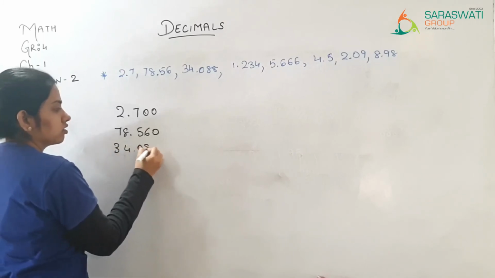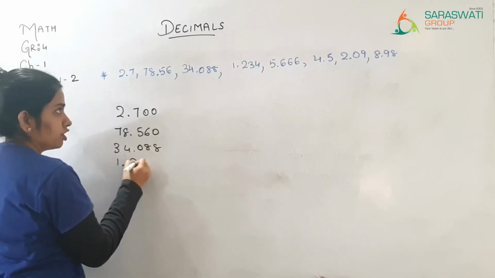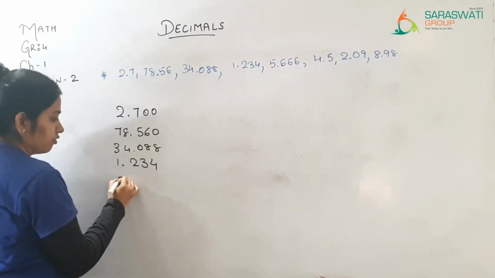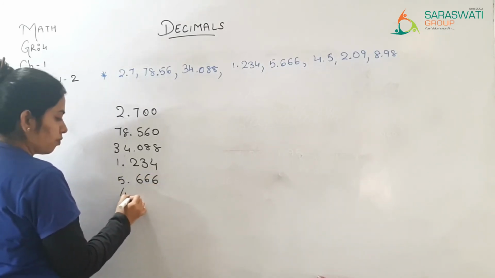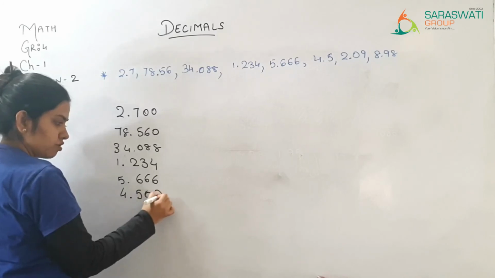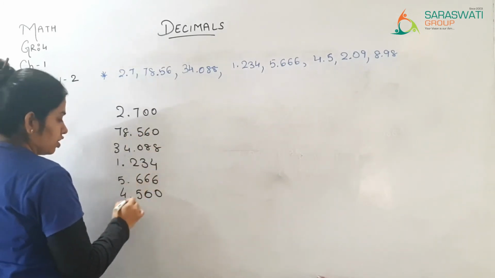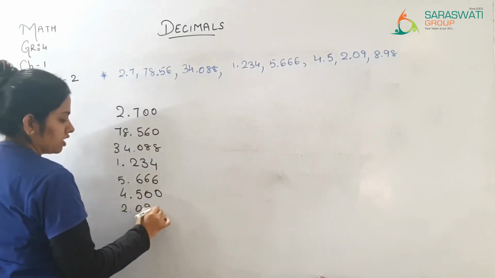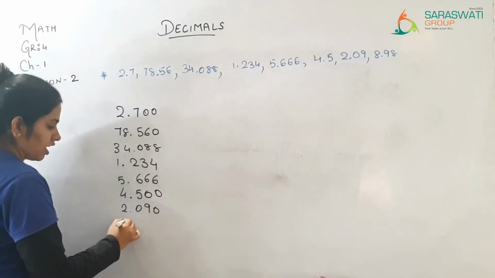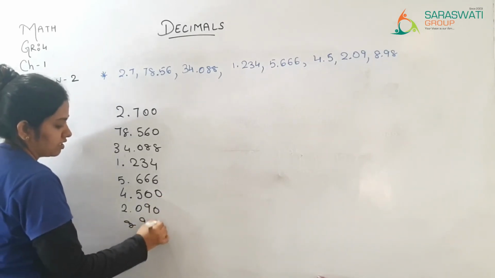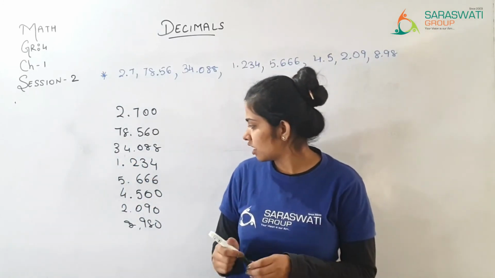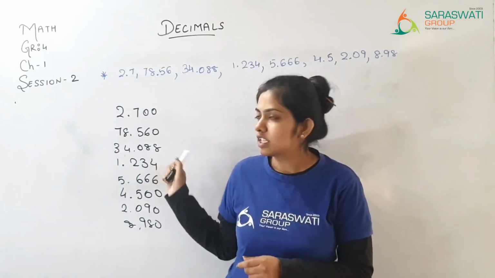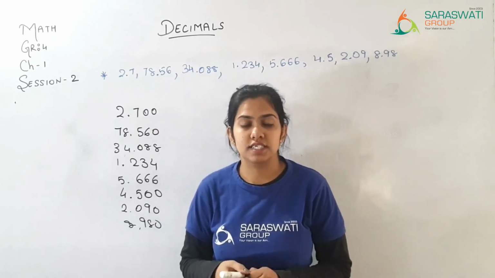34.088, then 1.234, 5.666, 4.5 then add 0, 4.500, 2.090 and 8.980, right? So in this way you will just have to add the zeros to make all the numbers like decimals.